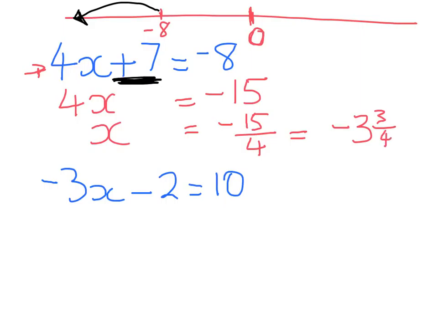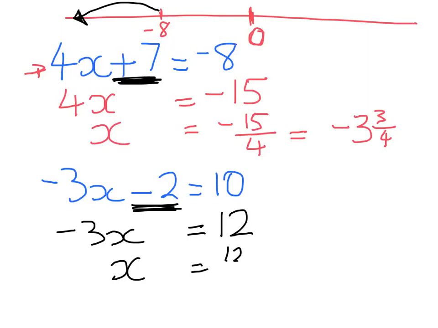Okay, one left. Negative 3x minus 2 equals 10. As usual, the first step is to undo the take away 2. I do that by adding 2 to both sides. So we'll get negative 3x equals 12. Next, I need to divide both sides by negative 3. So x is equal to 12 over negative 3. Now that's a positive divided by a negative, so that's simply negative 4.